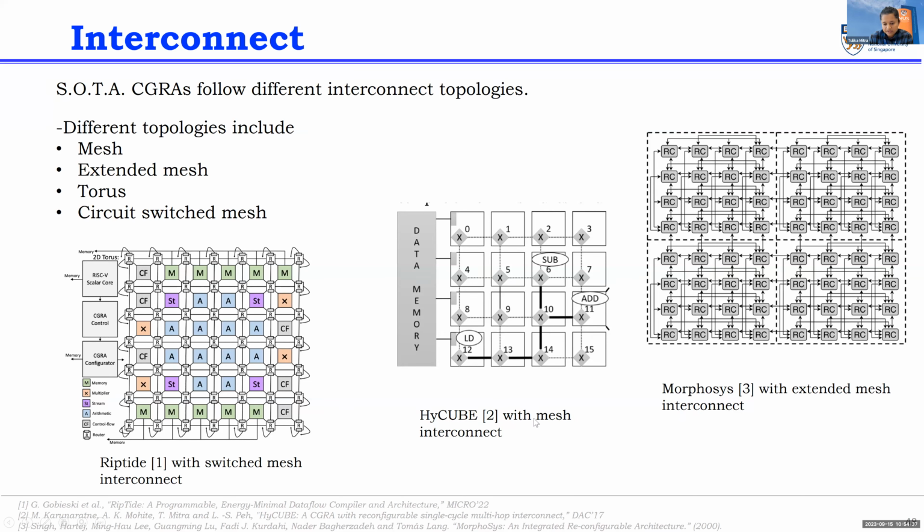And in HyCube, there is a mesh interconnect where only the neighbors are connected physically. And in a Morphosys type of architecture, there's an extended mesh where, apart from the physical neighbor connection, there is an additional physical connection connecting all the elements in a row or a column.